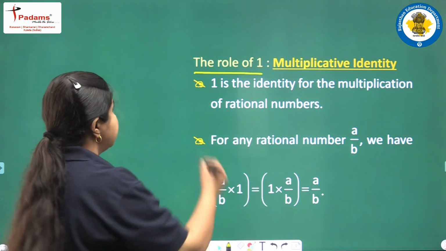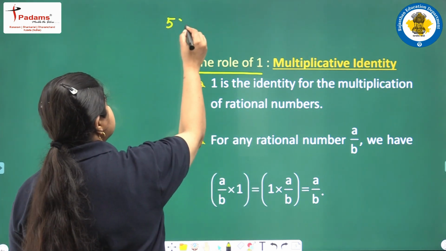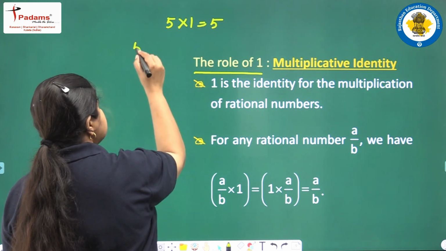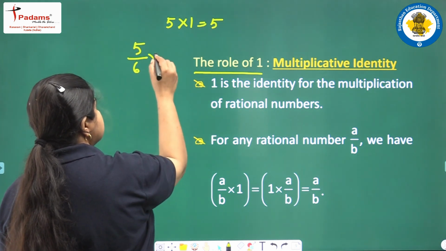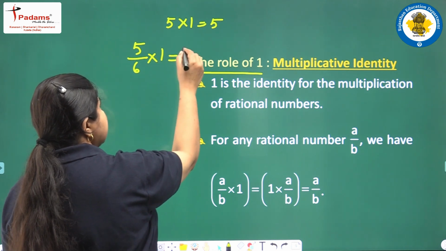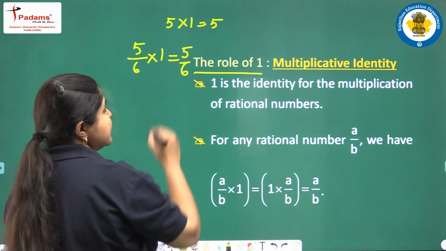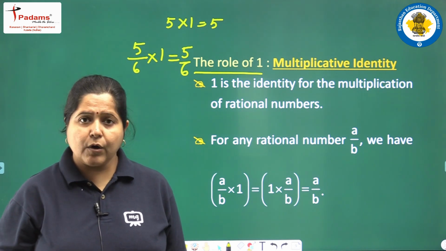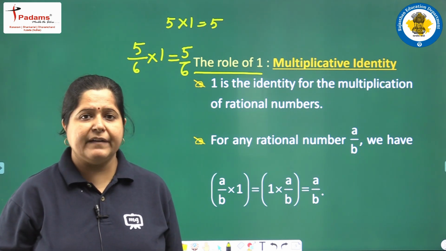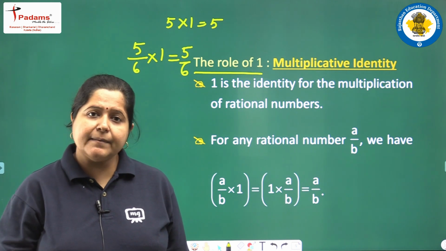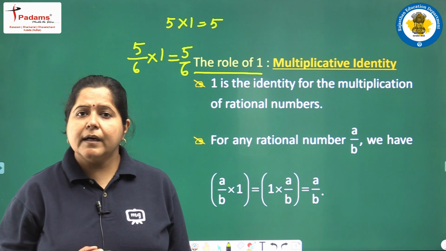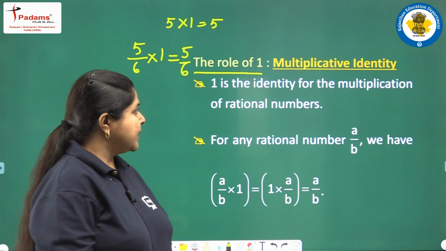Similar is the case. If we multiply 5 by 1, we again get 5. If we multiply 5 by 6 to 1, we again get 5 by 6. So 1 is again playing the role of an identity because on multiplying a number by 1, we get back the same number back. Therefore 1 is called the multiplicative identity.